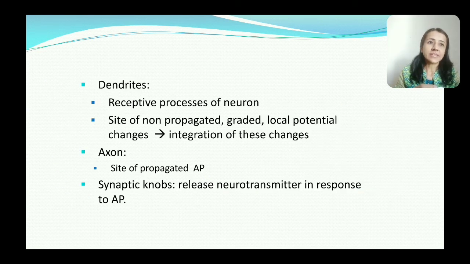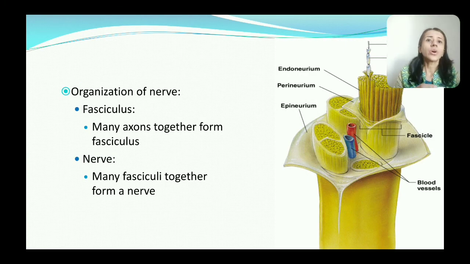Now, dendrites are the receptive processes. They receive information. They are the site for non-propagated, graded and local potentials. And these potentials are summated and produce an action potential in the axon. The synaptic node is the site for the release of the neurotransmitter, which is required for the transmission of the action potential.